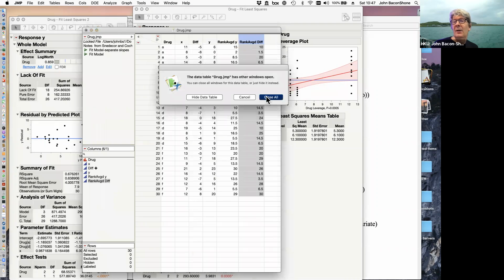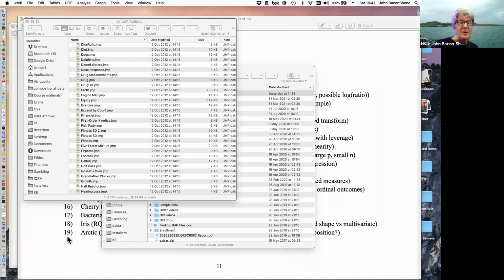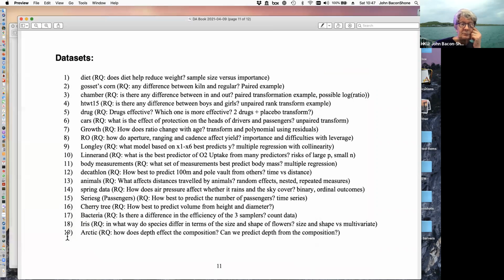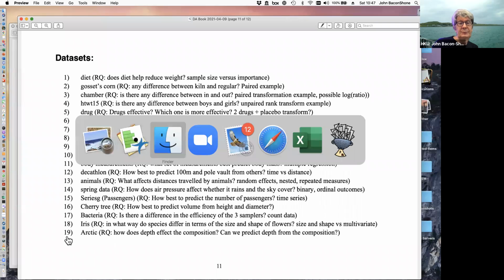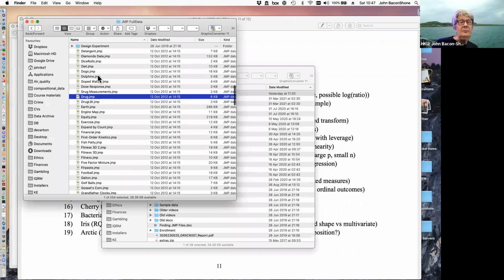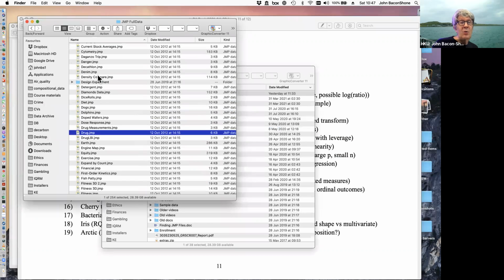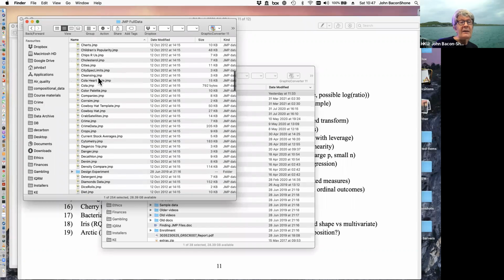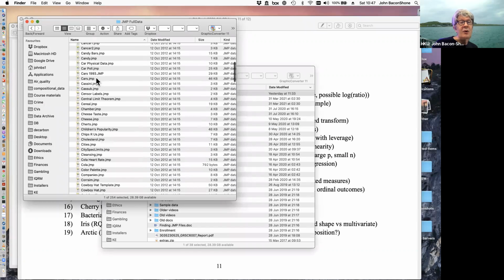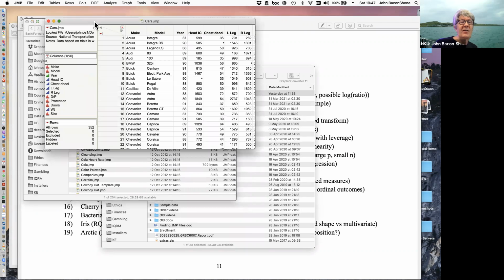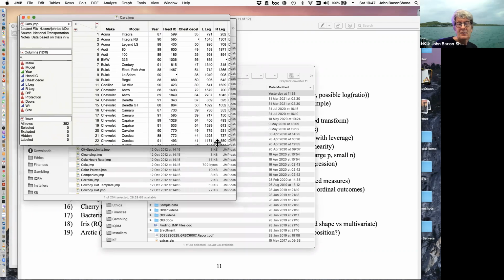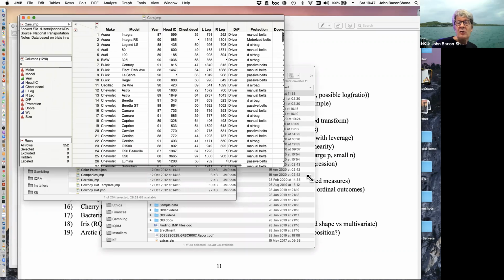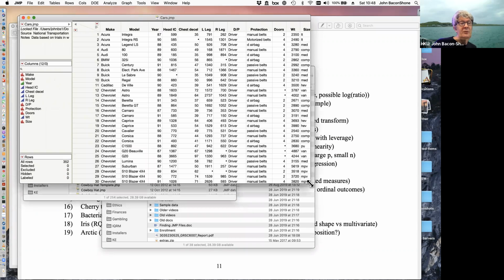I think we have time to do one more before we take a break. So we're going to look at something very different. This is the one called CARS. So the drug one, we had a nice randomized control trial, but sometimes the data sets we get are much more messy than that, and they're not random samples.